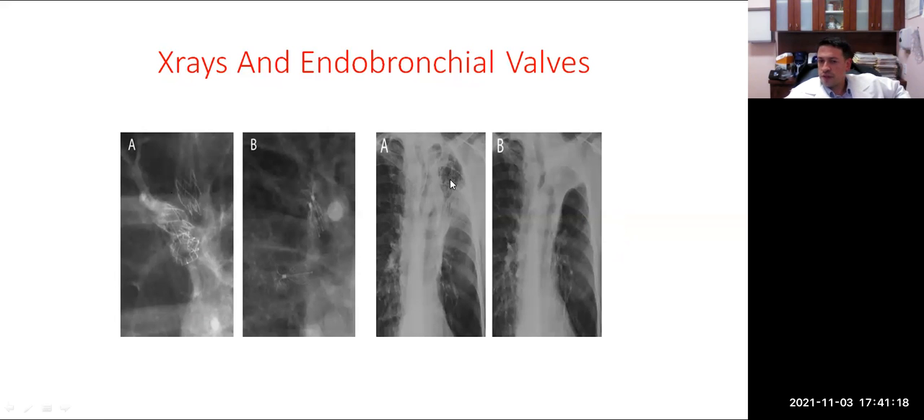And a few days after the procedure, this is what happens to the left upper lobe. You can see the left upper lobe is starting to close, and here it looks like a little sliver.